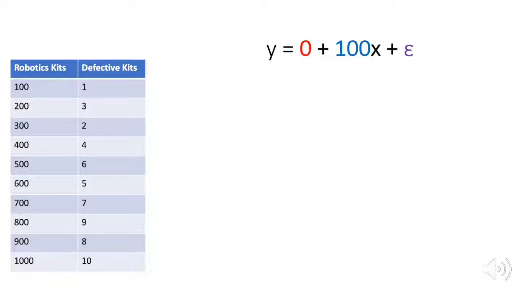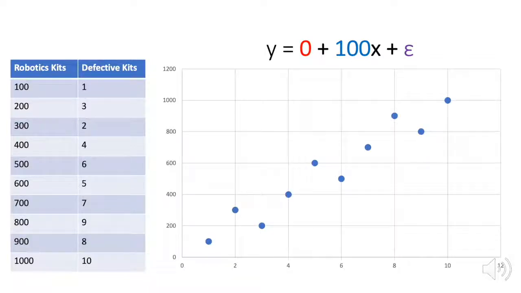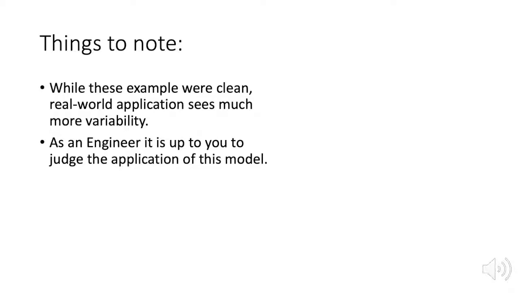The y-intercept is 0, and the random deviation is shown on this graph, with the regression line plotted in red. This gives our engineer an idea of how many defective kits he would get in his next order.